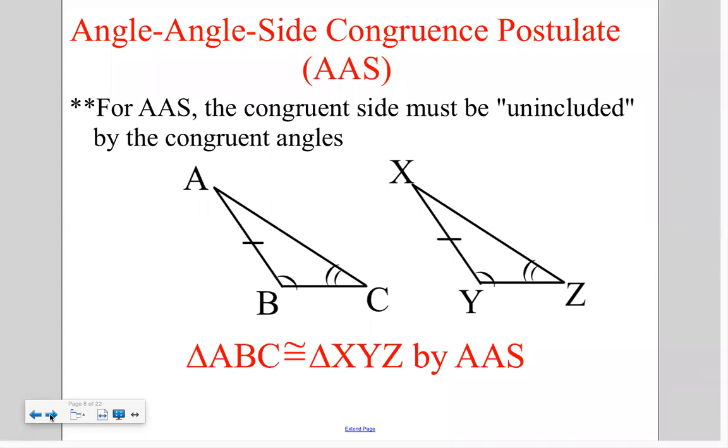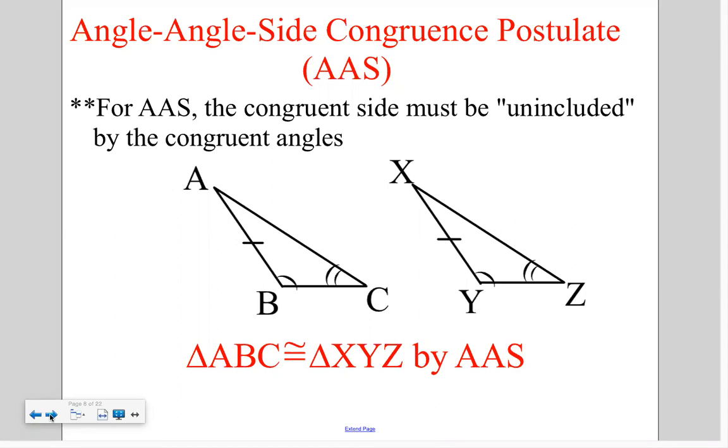Now, this one we have to be a little bit more careful. It's easy to see when you have two angles and the side directly in between them. But in this situation, you have to make sure that it's the same order. This is where, when we were sorting congruent triangles yesterday, some of them didn't work. It's because the order of the congruent parts was different.